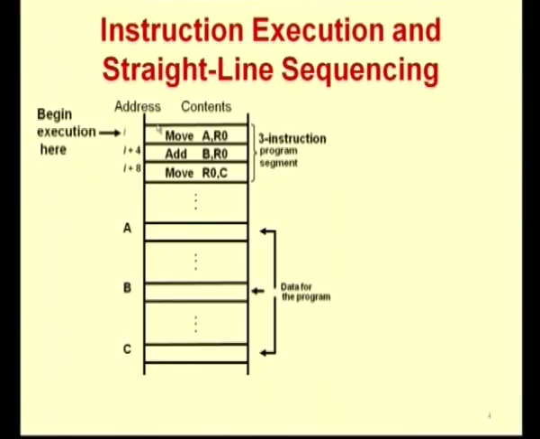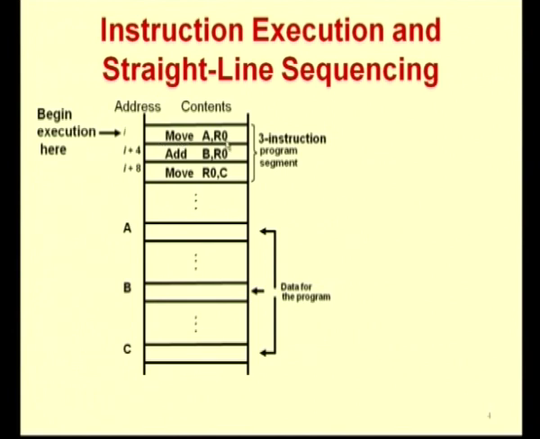Talking of instruction execution, what should happen? You will normally have a series of instructions available in memory, starting from some memory location. Let us say we have a simple 3 instruction program segment: move A comma R0, then add B comma R0, and then move R0 comma C. So, we move A to R0, then add the contents of B to R0, and then the contents of R0 are moved to C.